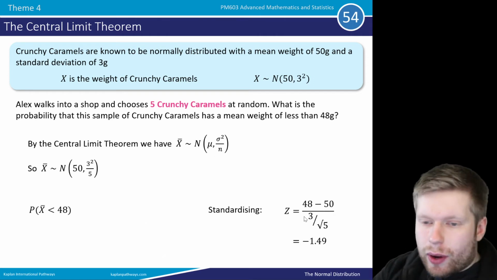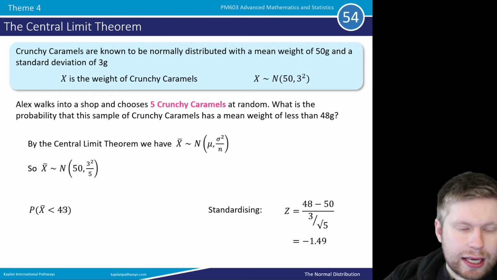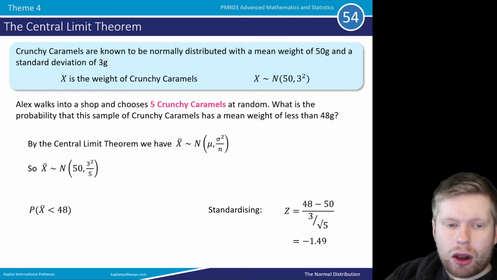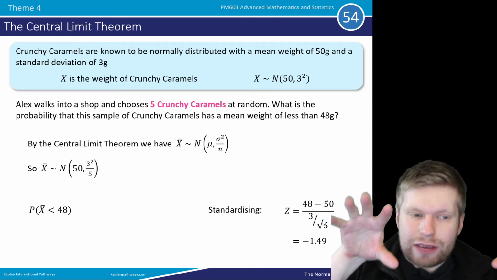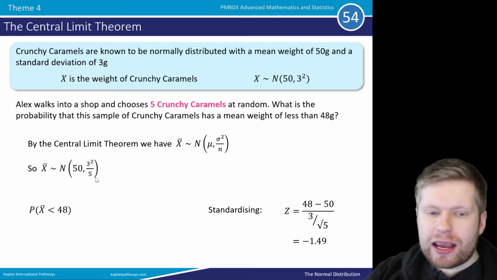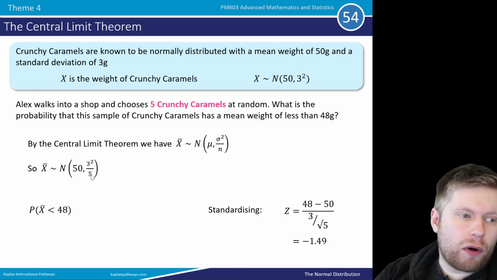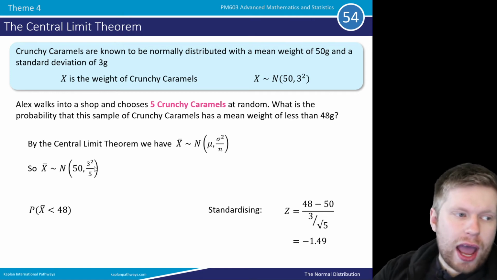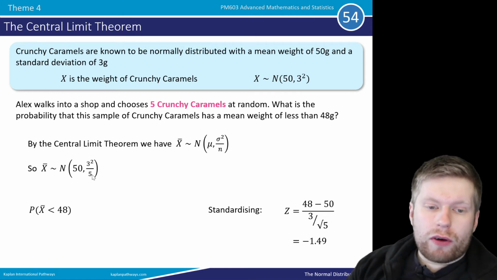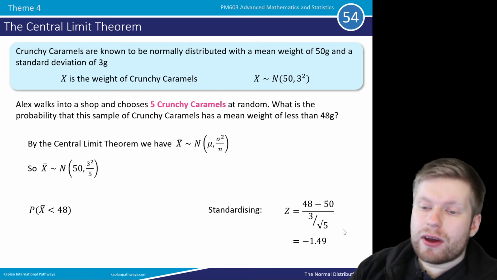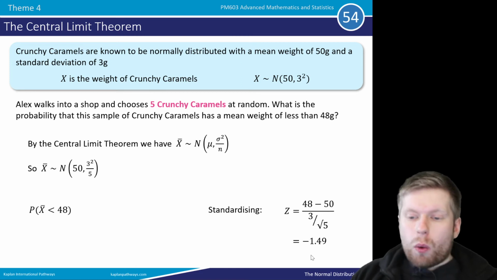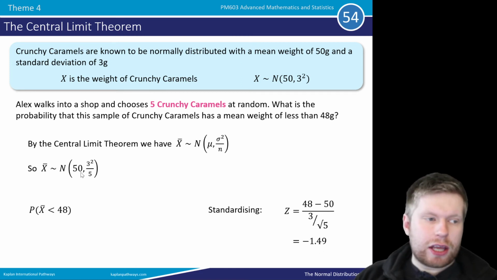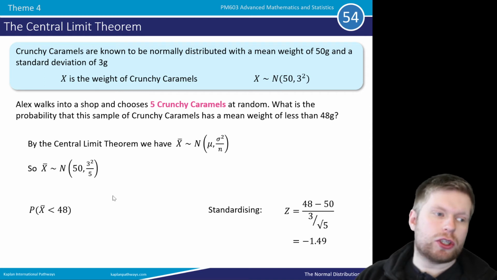So I standardize. I use 48, which is the value that I'm interested in. I'm asking how many units of standard deviation that is from this distribution. So I need to take away the mean of this distribution, which is 50, and divide by, remember it's not standard deviation anymore, it's standard error, the square root of 3 squared over 5. The square root of 3 squared is 3, and the square root of 5 is root 5, so it's 3 over root 5. Stick that in a calculator. I understand that 48 will lie 1.49 units of standard deviation below the mean of this particular distribution, okay?